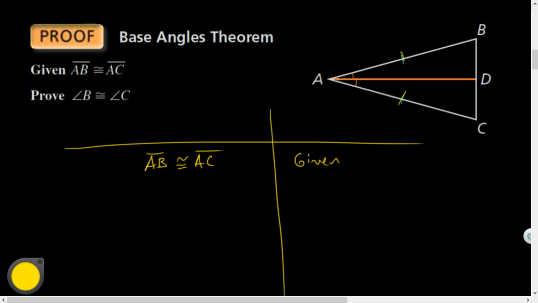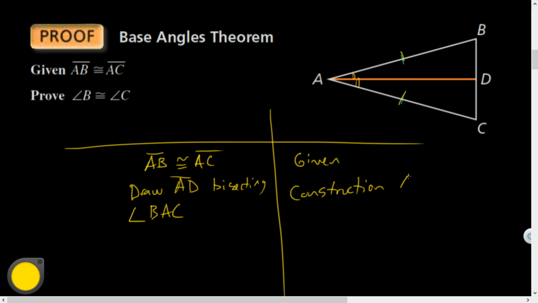What is this orange line that they drew? They said that these two angles are congruent. It's a type of bisector. Let's draw AD bisecting angle BAC. That's just like the construction of an angle bisector.